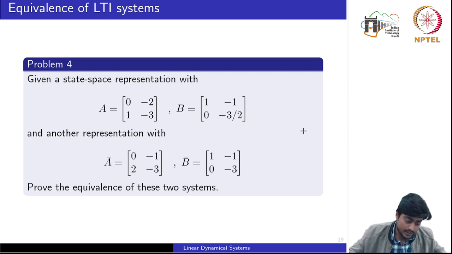Now problem number 4 deals with the equivalence of LTI systems. By equivalence we mean that, given a pair of A, B matrices, we want to see whether these two pairs denote the same system. So the first pair is this one with numerical values, and another pair is A bar, B bar with a different set of numerical values. So we want to verify whether these two pairs actually represent the same system or not.